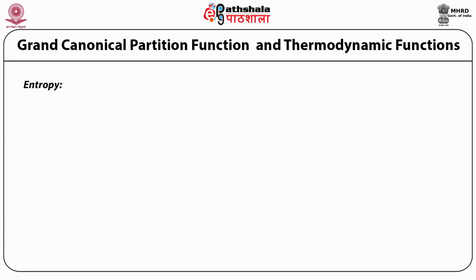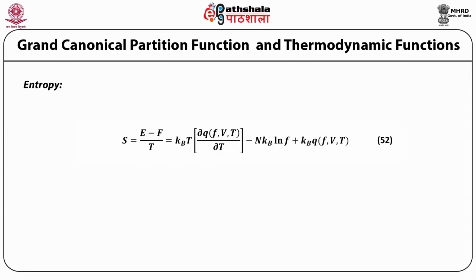Now entropy S can be written as S is equal to E minus F upon T, which is equal to kBT multiplied by the partial derivative of the Q potential with respect to temperature, minus N kB log of fugacity, plus kB multiplied by the Q potential.